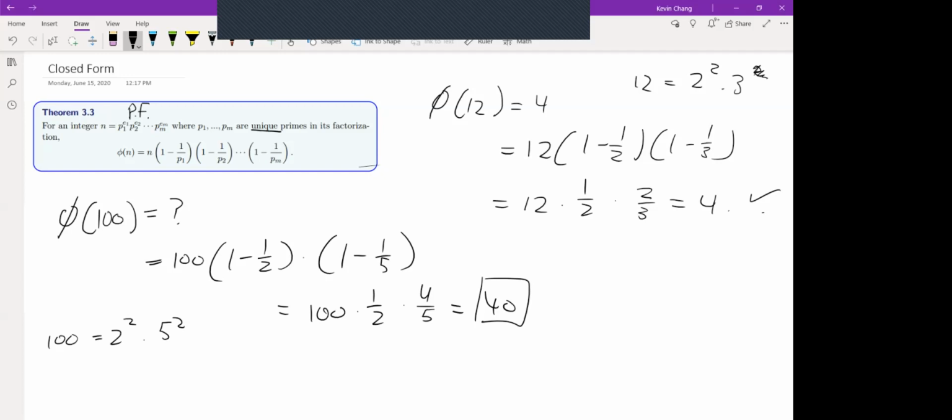And that does sound about right, because 100 does have a lot of common factors due to the 2 and 5. And so maybe around 60 would share common factors. So 40 would make sense from an intuitive standpoint as well. So I'm going to show you why this totient function is related to mods now.